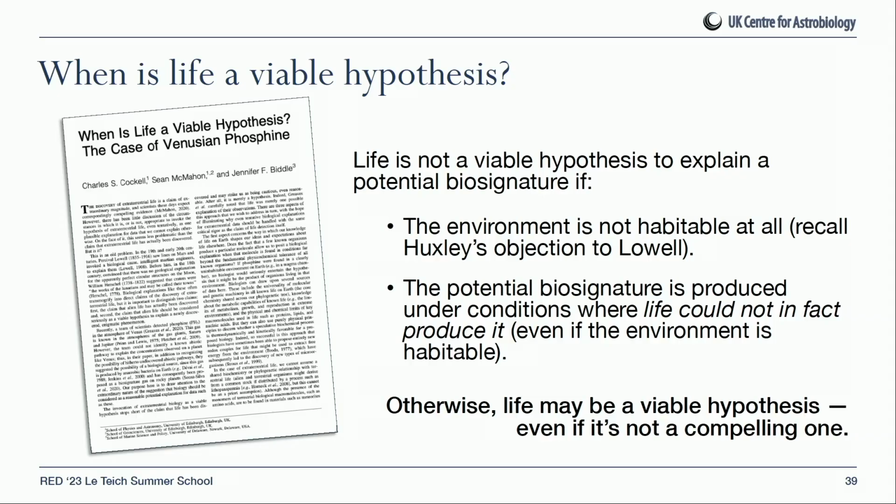Another way to think about this is, when is life actually a viable hypothesis to explain some data? This is something I wrote a little bit about with my colleague Charles and with Jennifer Biddle in response to the phosphine controversy. I would suggest that your data may not be a biosignature if the environment is not habitable, or if the environment is potentially habitable but life couldn't actually produce that signature in that environment. And if otherwise, life might be a hypothesis that you want to consider, even if it's not the most compelling one. I don't think we should just rule it out as being extraordinary.